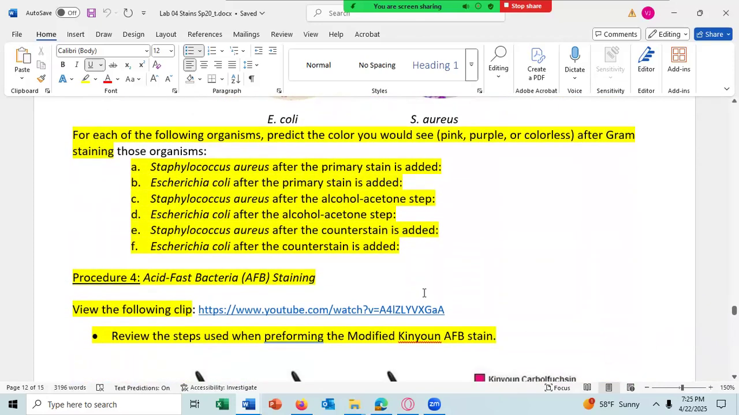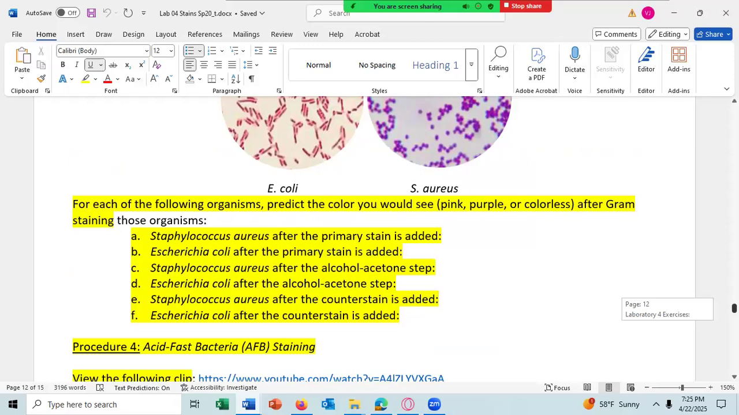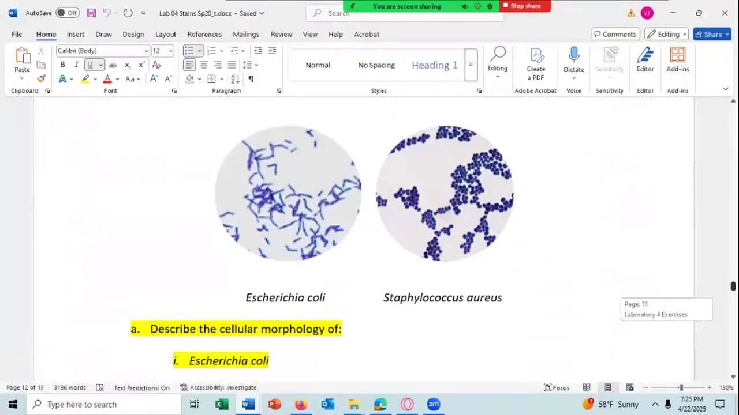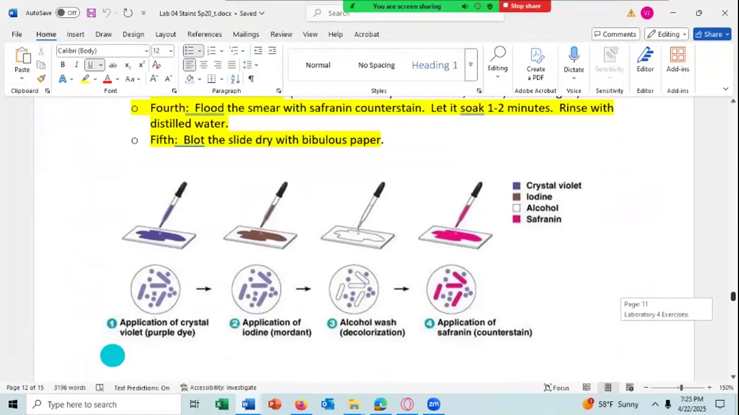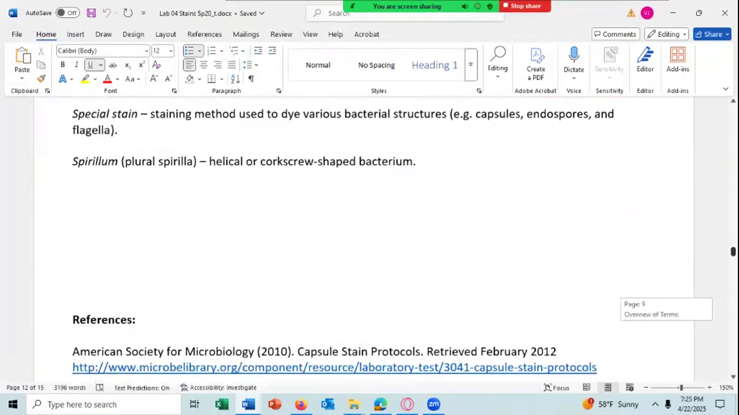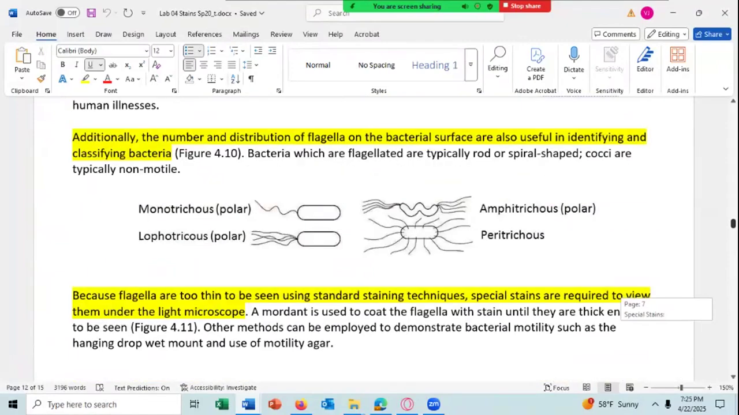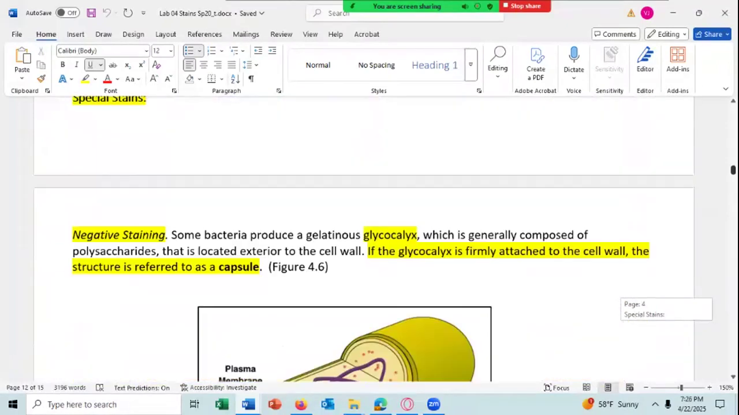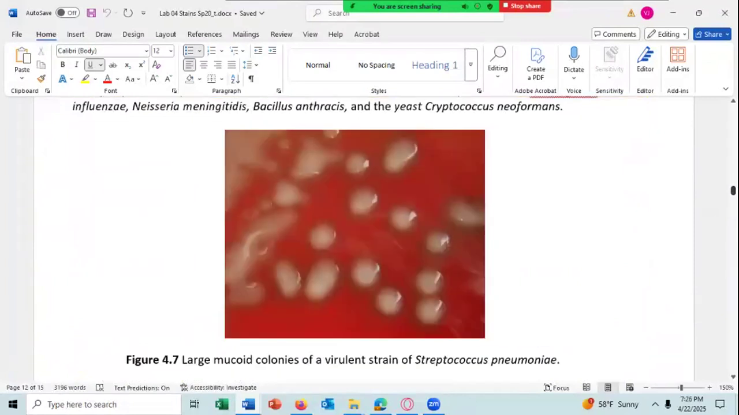All right, then for procedure 3, answer procedure 3A. Staphylococcus aureus, after the primary stain is added, will be what color? Pink, purple, or colorless?